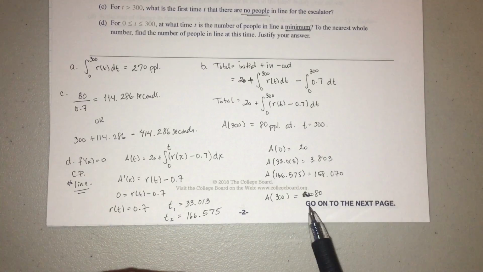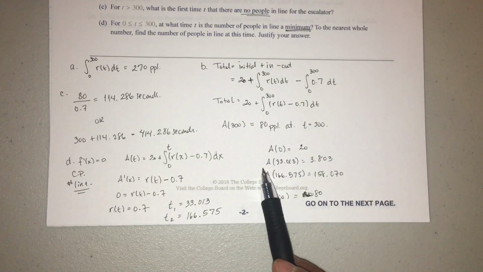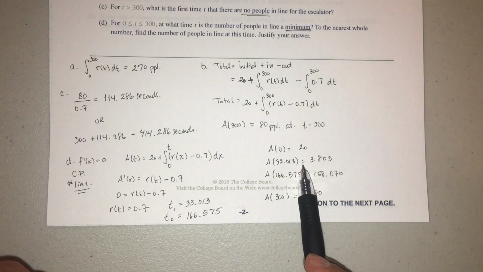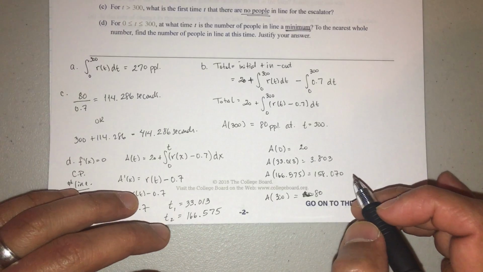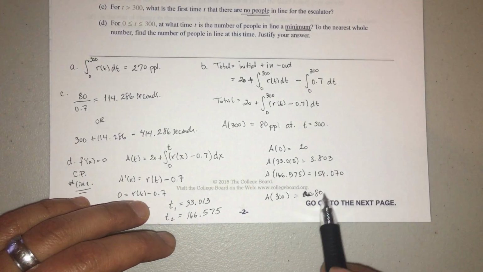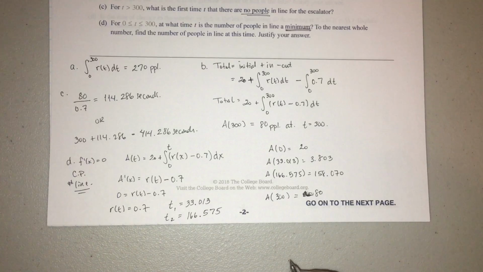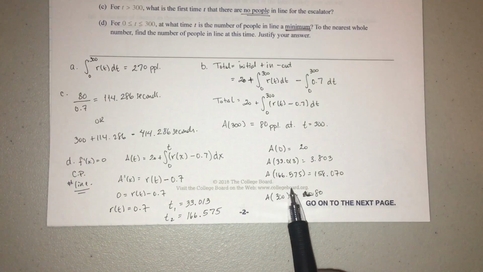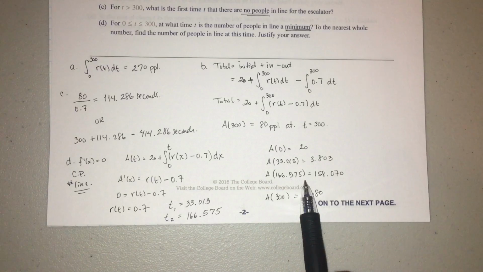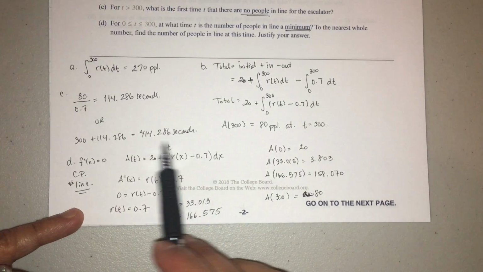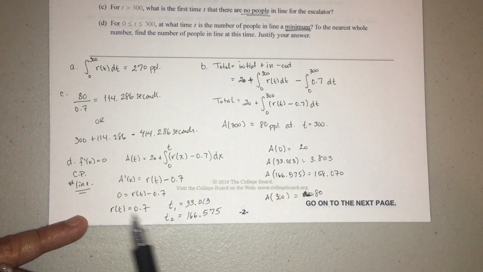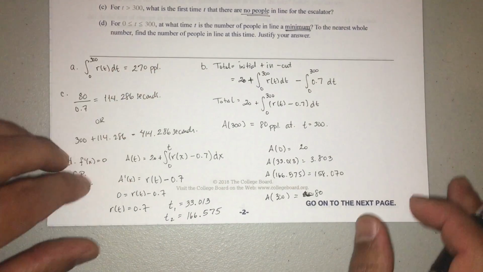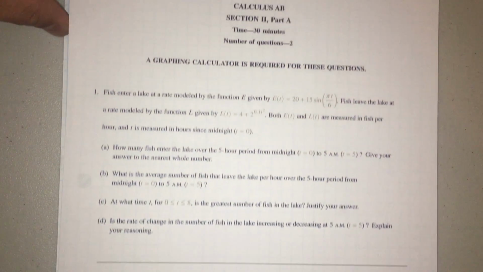So where is the minimum? Well, it's right here. The number of people in line is a minimum at 33.013, and there are about 4 people in line. Notice how we did that. It's very important to be able to figure out the general equation, take the derivative, set it equal to 0, and then go from there. You just have to be careful with your calculator process.